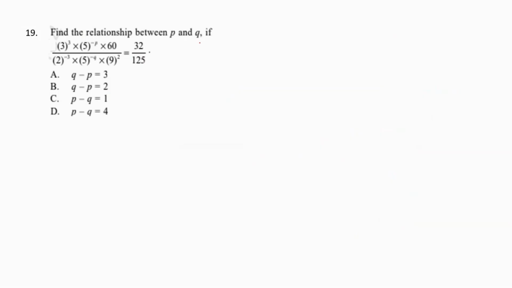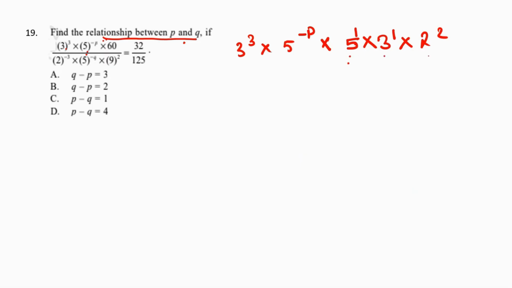Next, moving on to question number 19. This is a question from powers and exponents where you need to derive the relationship between P and Q. 3 raised to Q multiplied by 5 raised to minus P multiplied by 60. 60 is nothing but 5 times 12, and 12 can further be broken as 3 into 4, which is 3 into 2 square. So this is 60. See, 5 into 3 is 15, into 2 square is 4, which becomes 60.